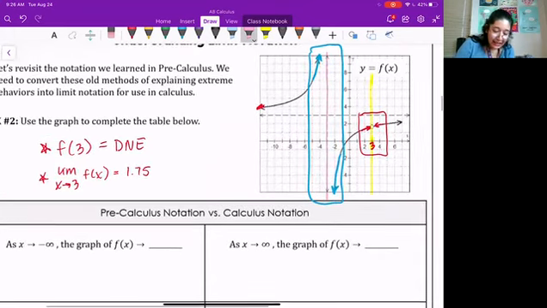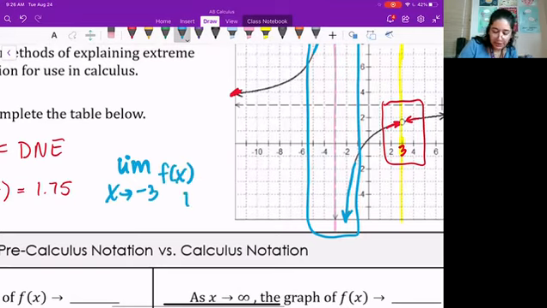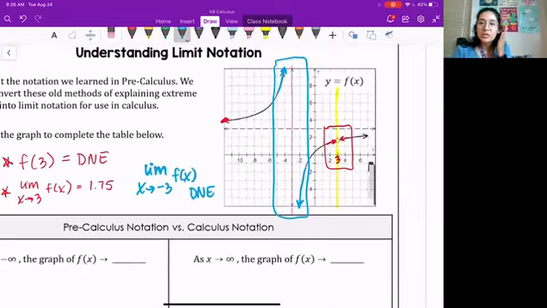So I could say that in general, my general limit as x approaches -3 does not exist, DNE. Again, in order for a limit to exist, the left and right hand limits have to be exactly the same. If they're not the same, the limit does not exist.